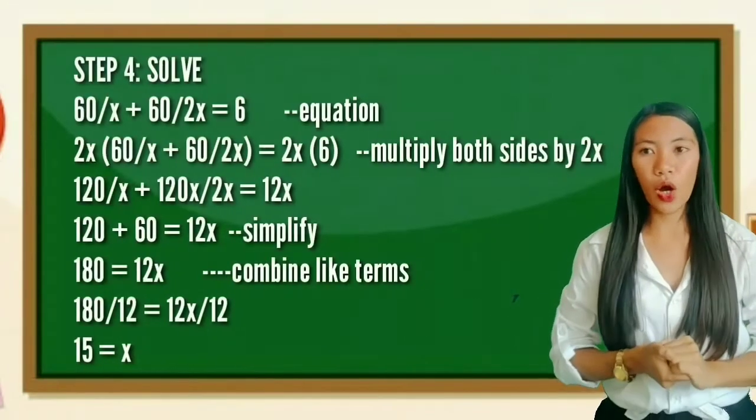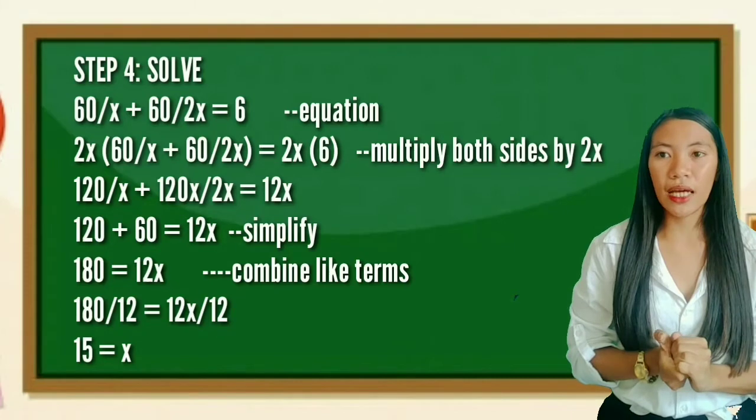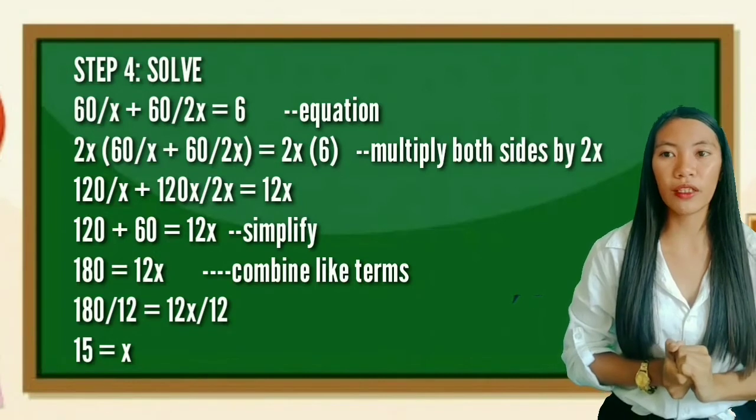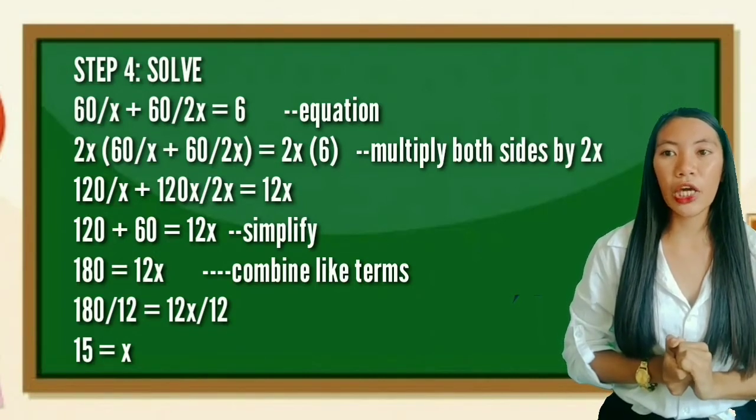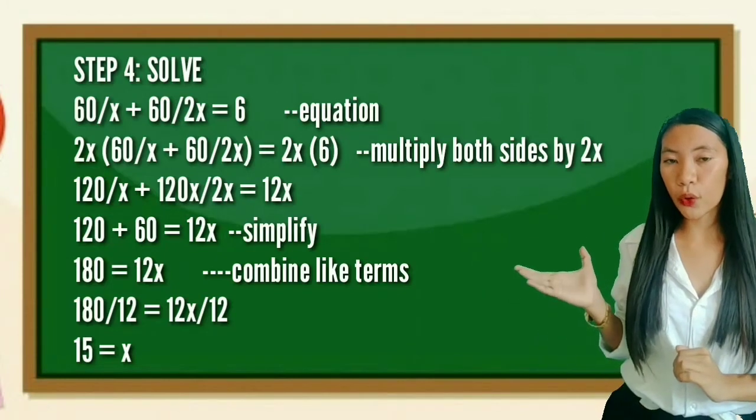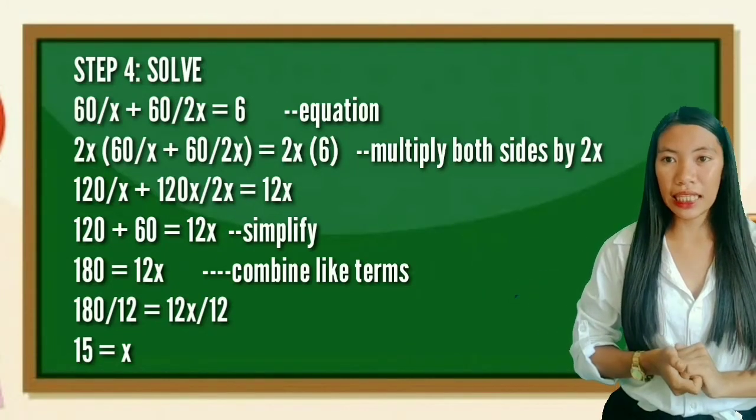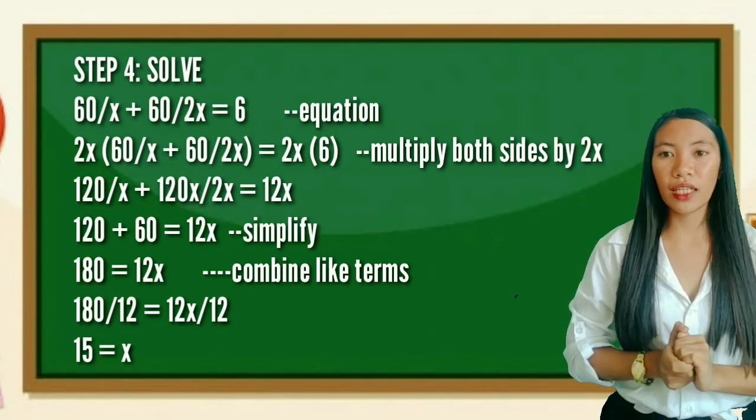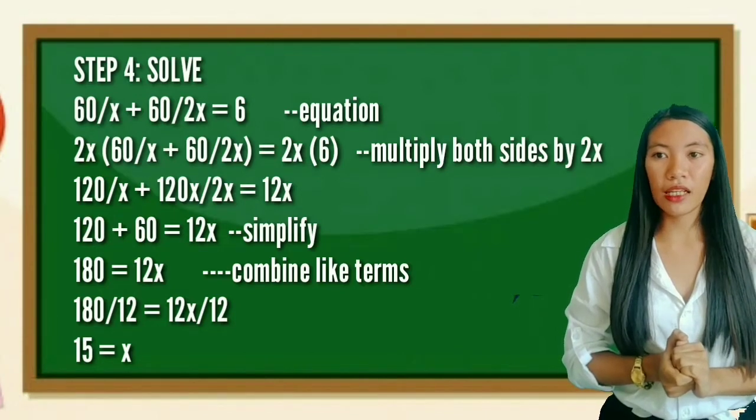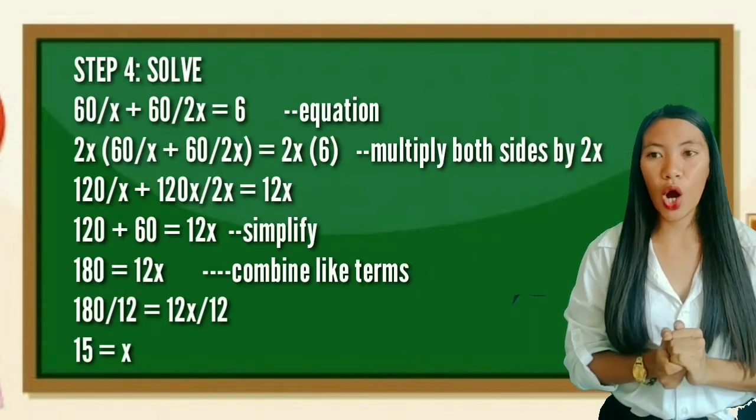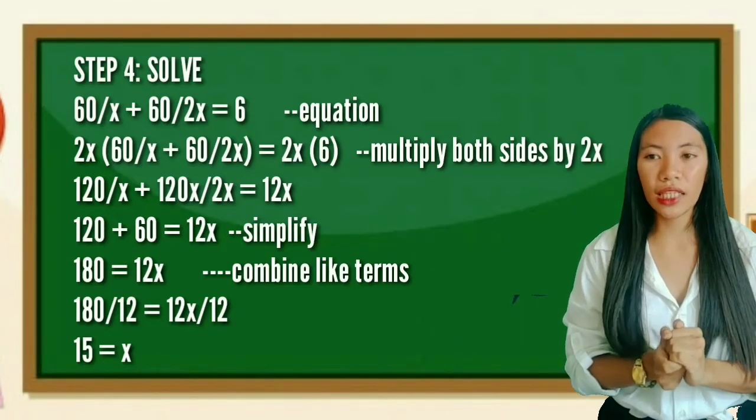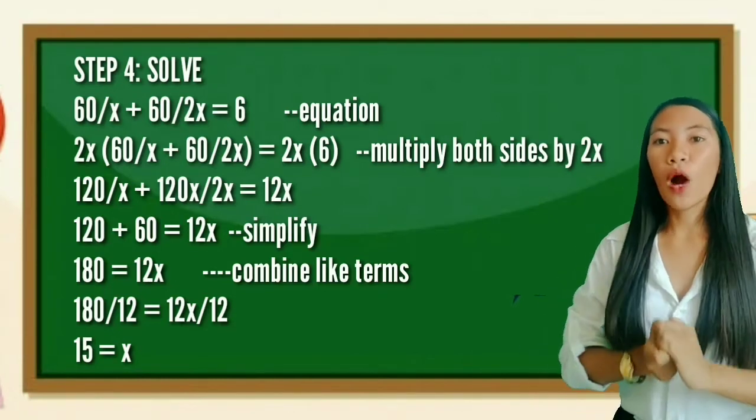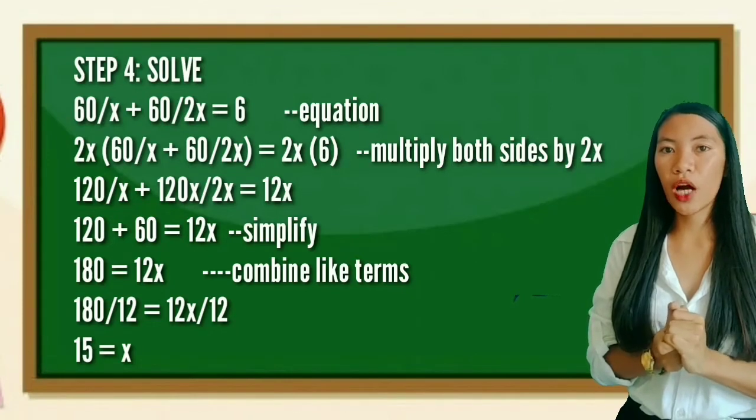Step 4. Solve. 60 over x plus 60 over 2x is equal to 6, and that is the equation. Multiply both sides by 2x, the LCM of x and 2x, and then distribute properly. Next, 120x over x plus 120x over 2x is equal to 12x. Next, 120 plus 60 equals 12x.